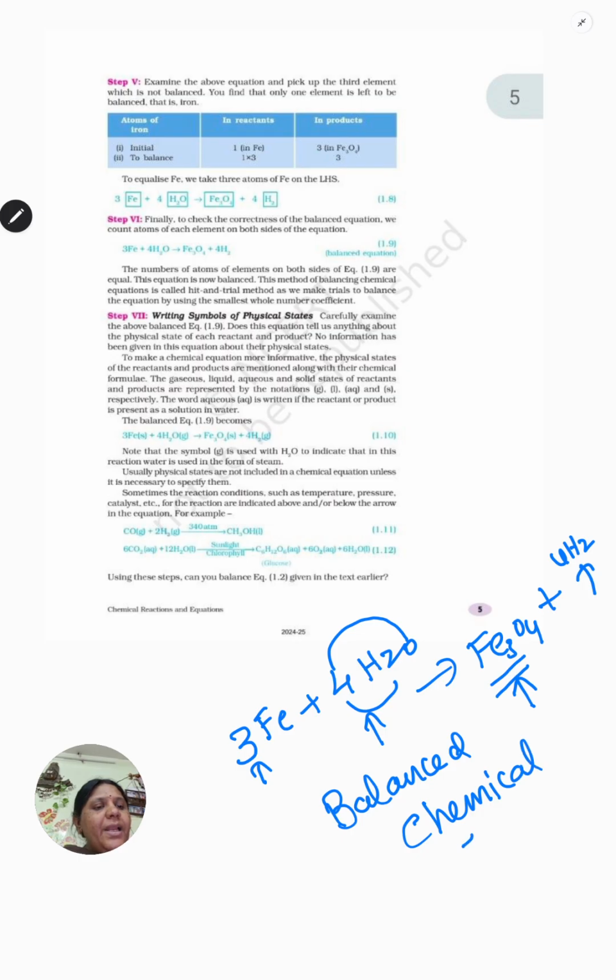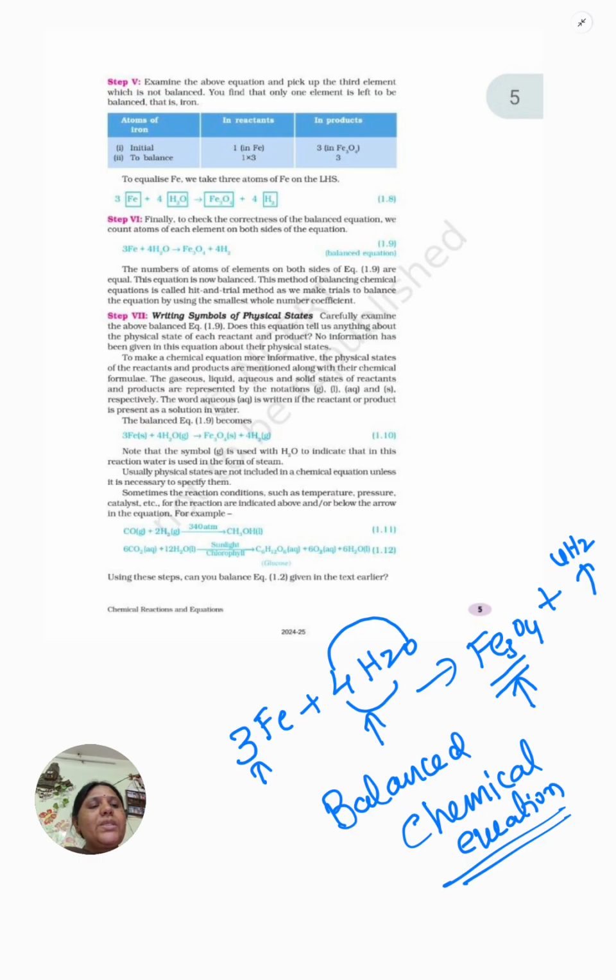Balanced chemical equation. So why we need to balance is just now we know. Mass can neither be created nor be destroyed. That's why we need to balance both sides, LHS and RHS. The same number of atoms should be present. This we can do using simple mathematics.